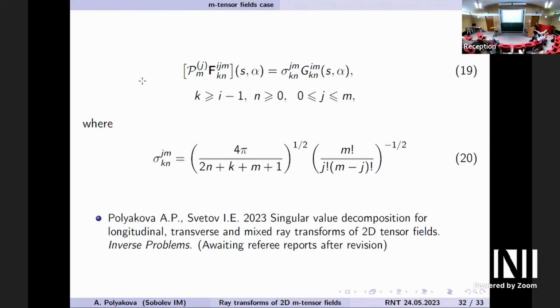So the M, it's the rank of the tensor field, right? Yes. So the extra thing compared to the scalar case is that M. And that's because you have this formula where you differentiate the scalar Radon transform M times. Yeah.